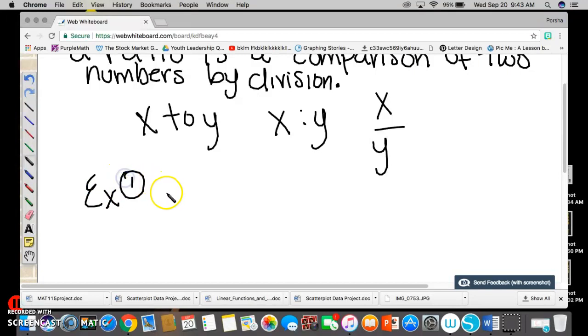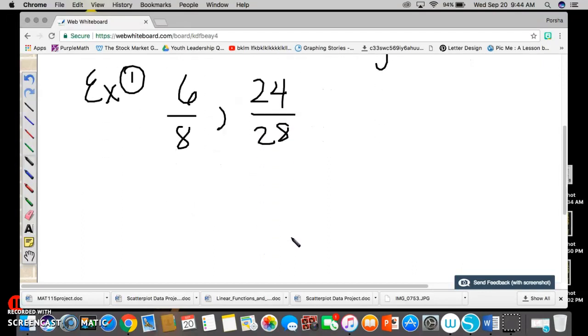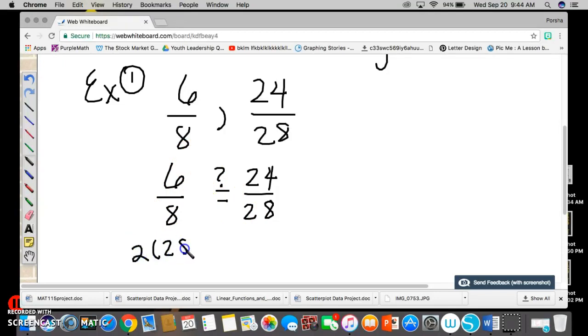Example 1. We have 6 over 8, comma, 24 over 28. We're trying to figure out if these two ratios form a proportion. So we're going to rewrite it as an equation. 6 divided by 8 or 6 over 8, whichever one makes you feel comfortable, just know that that's a fraction. We want to know, does it equal, notice I have the question mark, 24 over 28. Cross products, so that means we're going to cross multiply. So I'm going to get 6 times 28 equals 8 times 24.